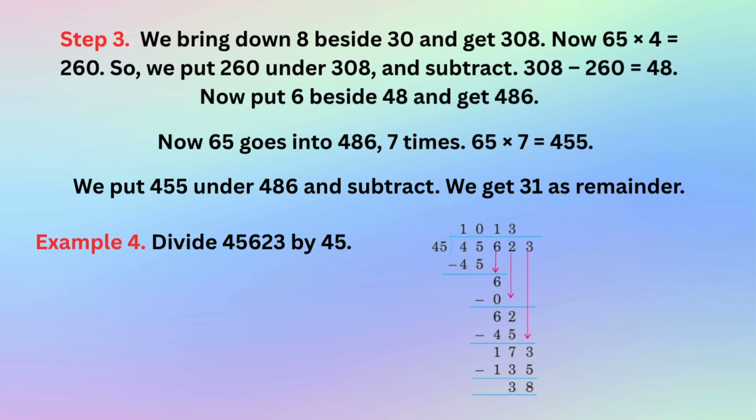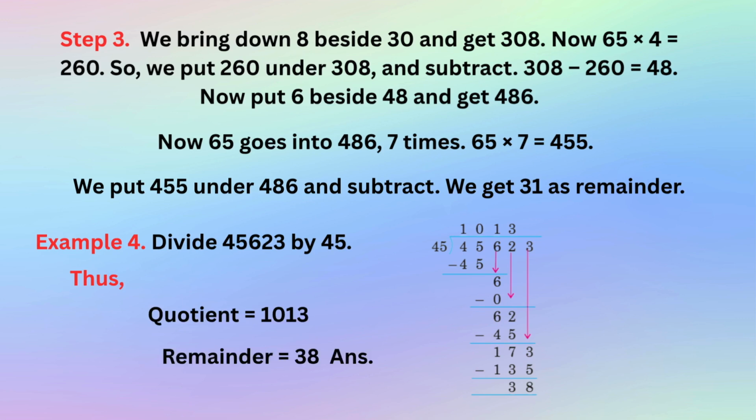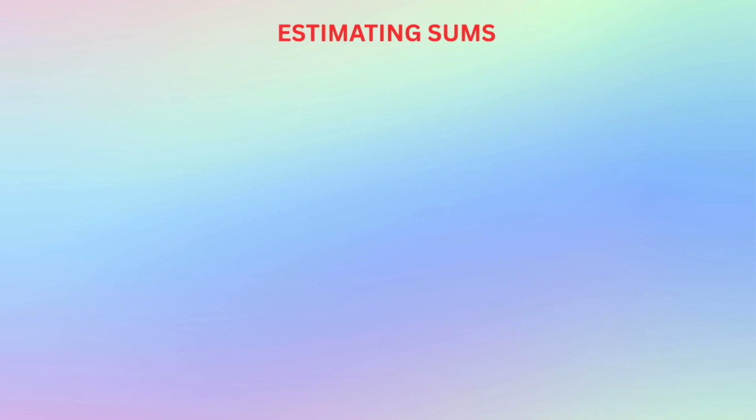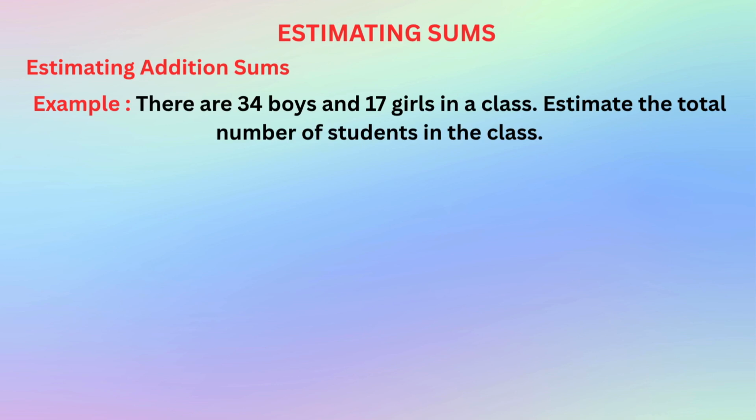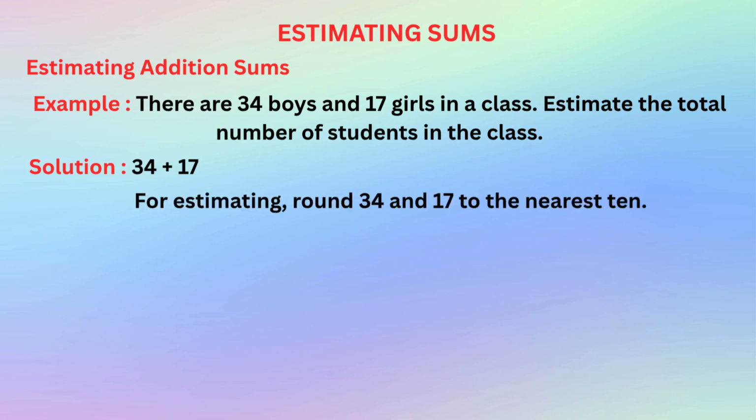Example 4. Divide 45,623 by 45. Thus, quotient equals 1013, remainder equals 38. Estimating sums. Estimating addition sums. Example. There are 34 boys and 17 girls in a class. Estimate the total number of students in the class. Solution. 34 plus 17. For estimating, round 34 and 17 to the nearest 10.